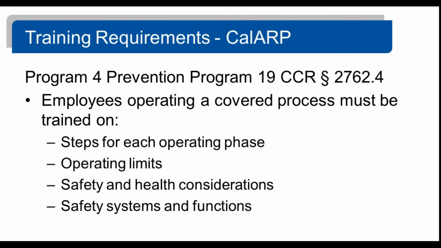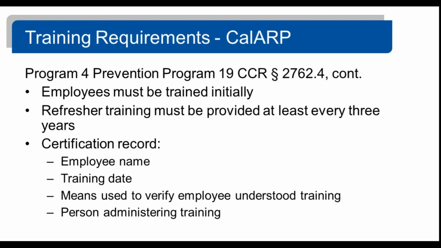And the elements that must be covered for these employees that operate a covered process, again, are steps for each operating phase, operating limits, safety and health consideration, safety systems, and then functions of the covered operation. Now, like the other programs, Program 2 and Program 3, employees must be trained initially, and then refresher training must be provided at least every 3 years.